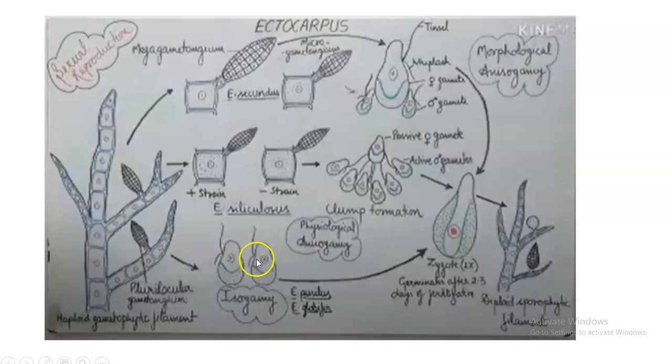Okay. Now, what will happen after release from the gametangium? Both these gametes will be swimming in the water for some time, and they will form a diploid zygote that will germinate into a diploid sporophyte.